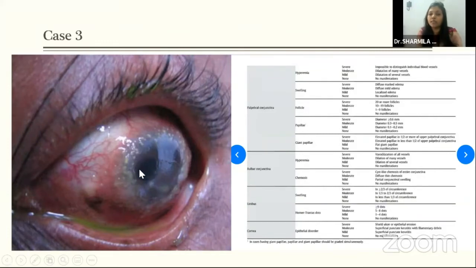Now, what could be the cause? It is probably vernal keratoconjunctivitis. You can see the Horner-Trantas dots here. It is essential to invert the upper lid and document the palpebral conjunctiva findings in this format: hyperemia, swelling, follicles, papillae, giant papillae, how many papillae are there, and Horner-Trantas dots, how many dots are there. Essential to document in that way.